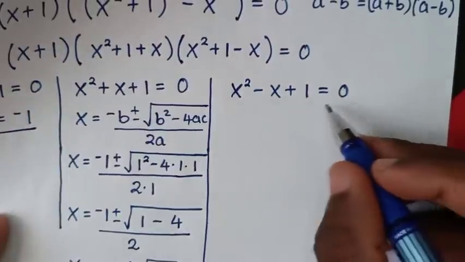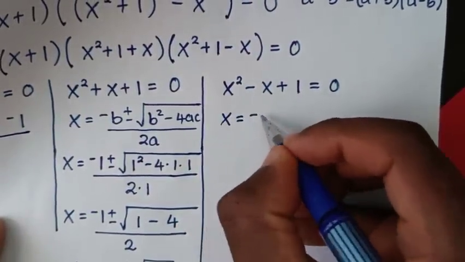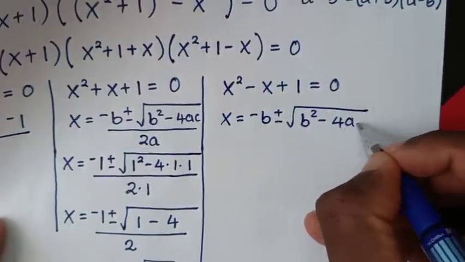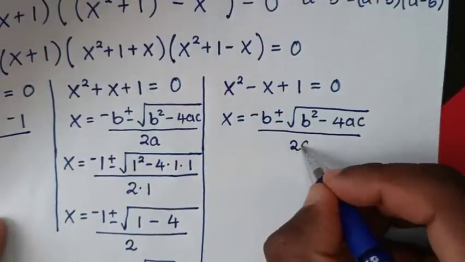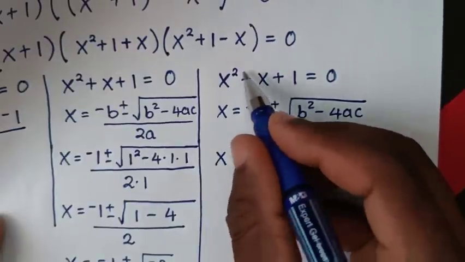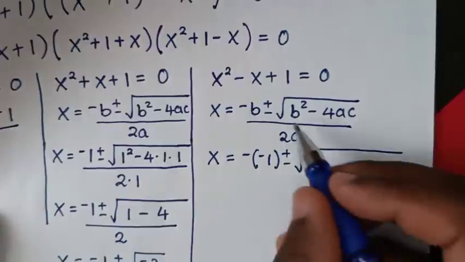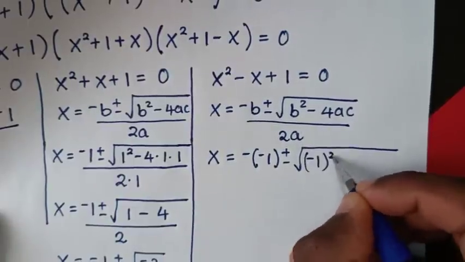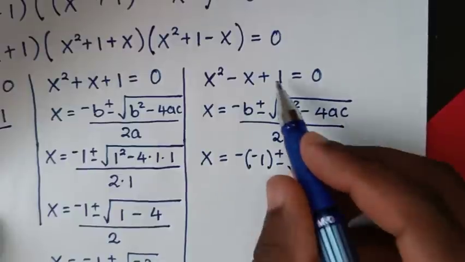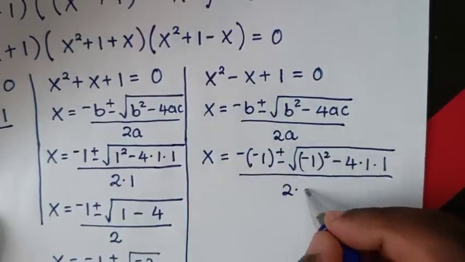Now from this third solution here, quadratic equation, we'll use the quadratic formula, which is x is equal to negative b plus or minus square root of b squared minus 4ac over 2a. Then it will be x is equal to negative b, it is negative 1 here, so it will be bracket negative 1 plus or minus square root of b squared, it will be negative 1 bracket squared, then minus 4 times a is 1 times c is 1, then over 2 times a 1.